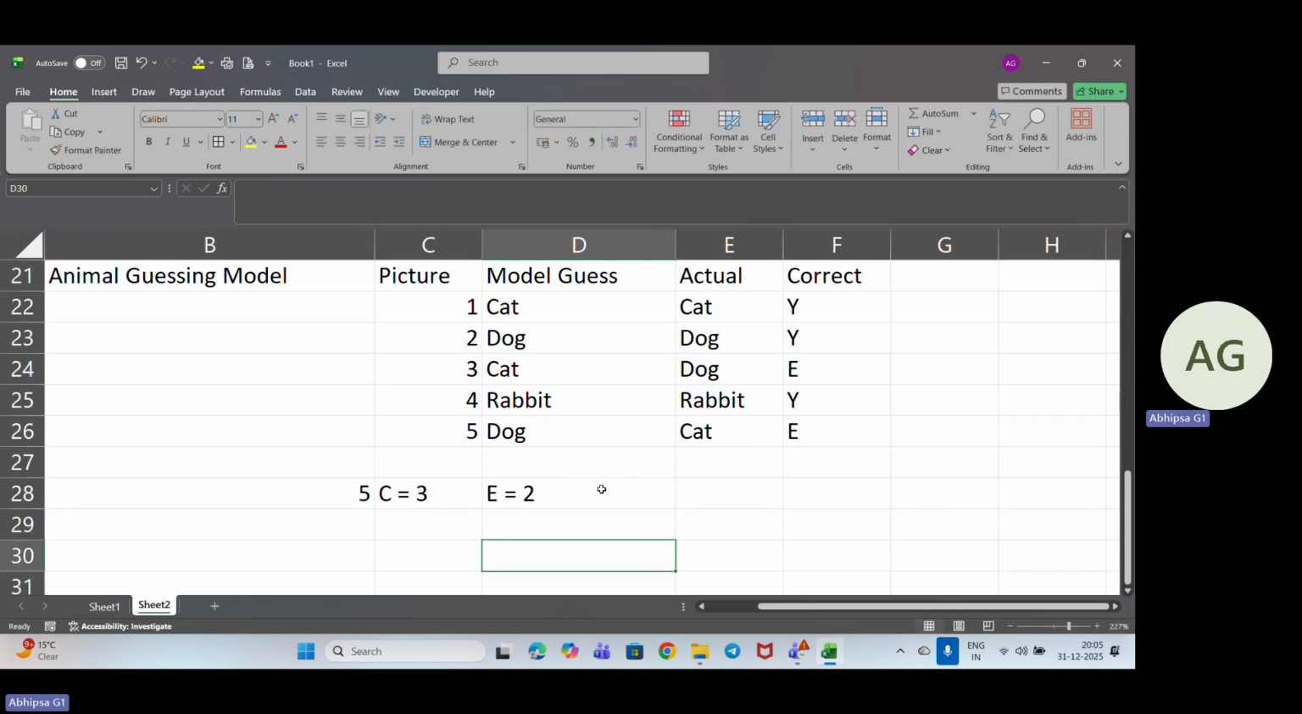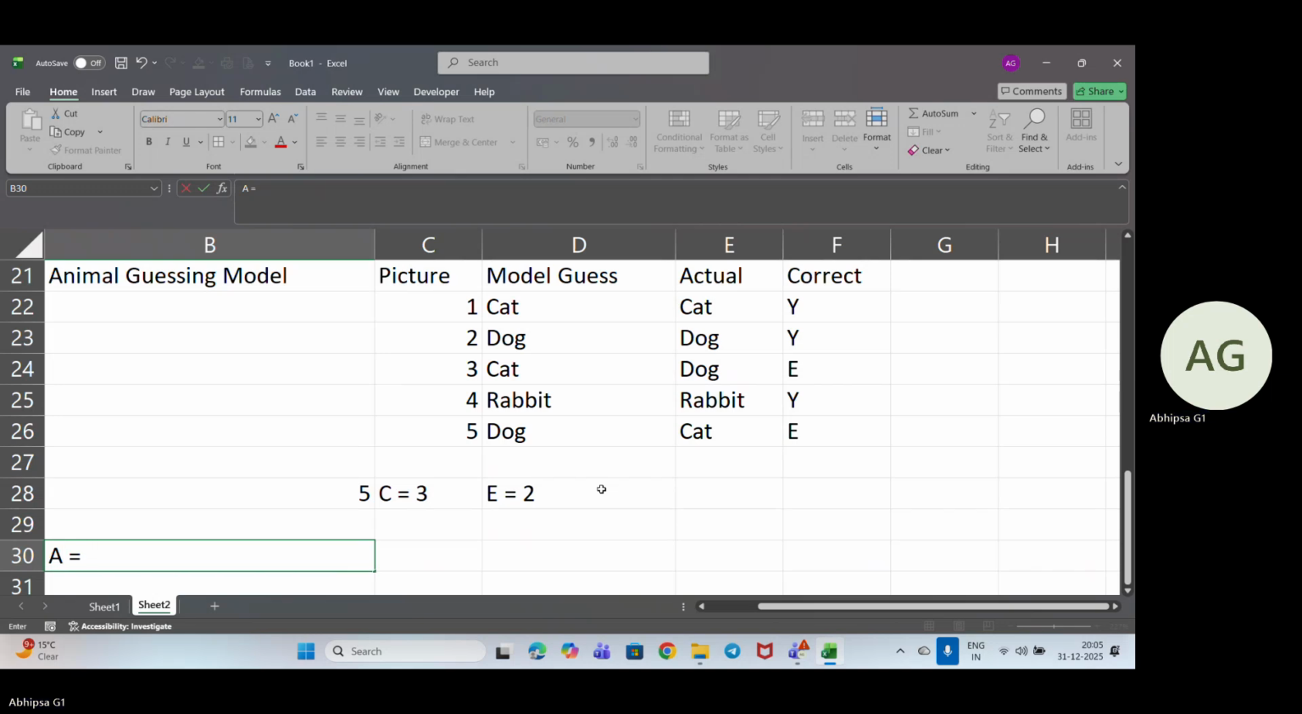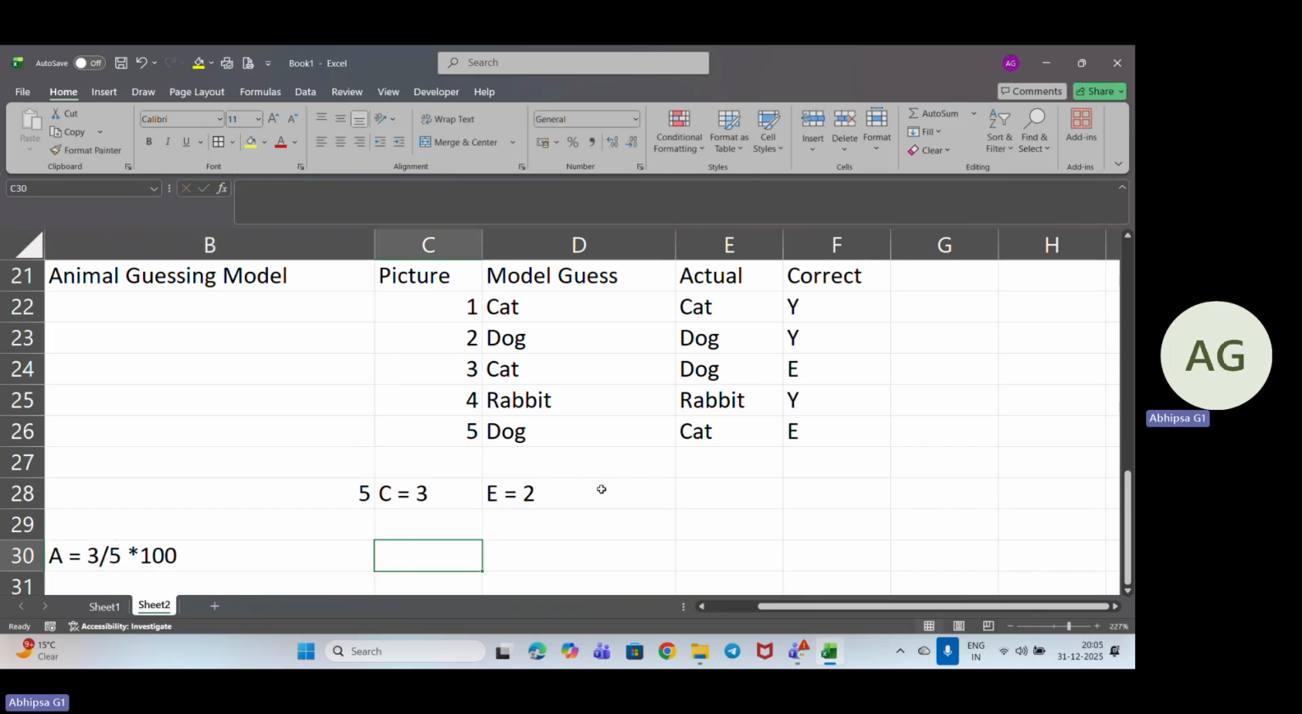Now the accuracy that we need to discuss. So accuracy would be 3 divided by 5 into 100. Okay, so that will give us 60%. So for this model, the accuracy is 60%. Error is the wrong one. Accuracy is how many times the model got it correct. Okay, so this is about this.